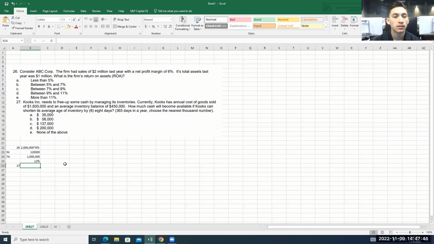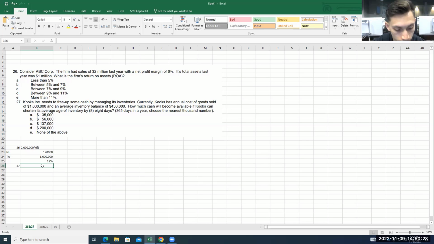cost of goods sold days in our inventory. The way we're going to do this is I'm going to plug these first numbers into the equation. Our average inventory balance, 450,000. Our cost of goods sold, 1,600,000, and 365 days a year. This is what it's going to look like. We're going to start with the 450,000 of our inventory balance times our 365 days divided by our 1,600,000. Go and plug that in.